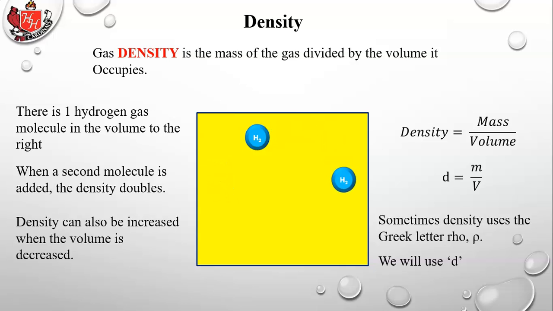So density can also be increased when volume is decreased. So density is equal to mass over volume. D equals M over capital V. Sometimes books use for density the Greek letter rho. It looks like a scripted P, but it's pronounced rho. And sometimes that's used for density, but let's just keep it simple. We're just going to use lowercase d for density.